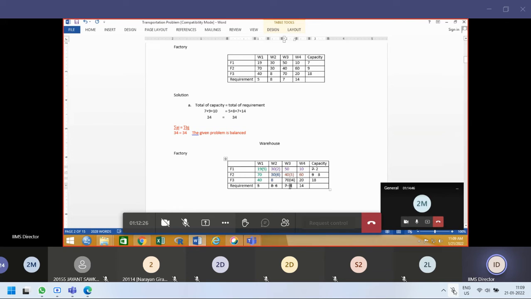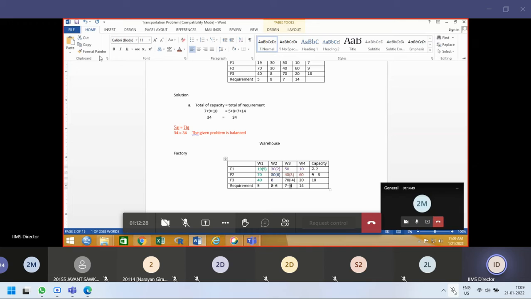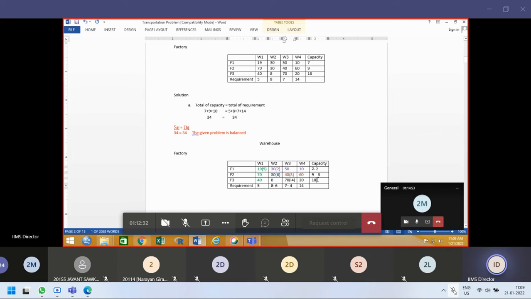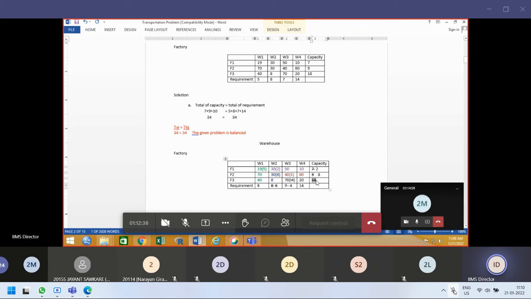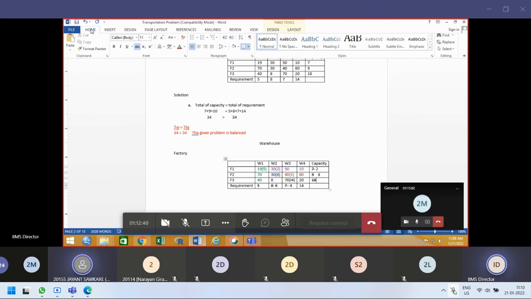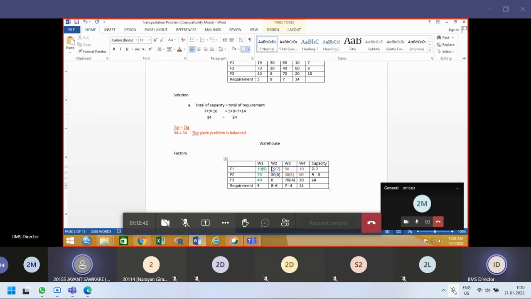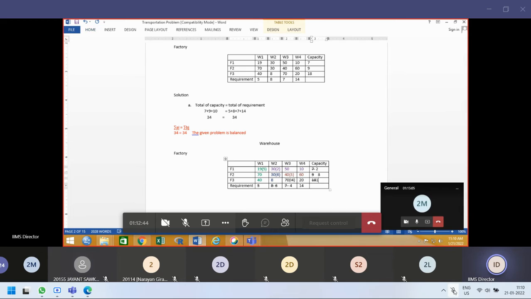So this has gone. The 4 is allocated, and out of 18, how much is allocated? Out of 18, 4 is allocated. So how much remains here? 14 remains, right? 14 is remaining. Now only one cell is left here.